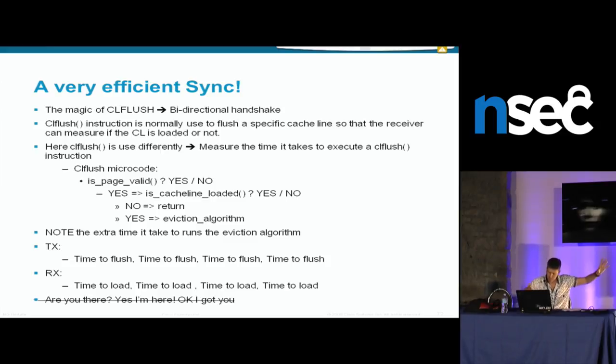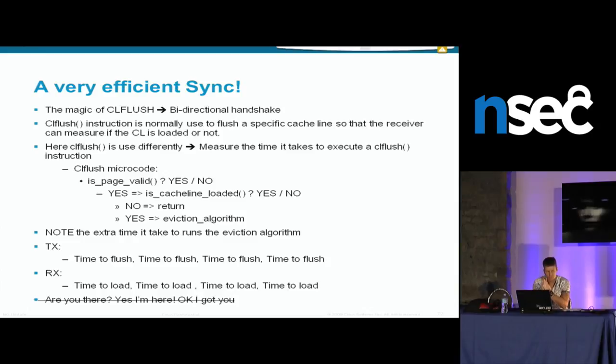So our server that is sending that sync pattern, we don't want it to suck CPU, right? We want our sync pattern to be pretty efficient. Ideally, 0.1% would be the best thing. But how the client will detect that sync pattern in all that noise is a challenge. So this is where I bring the magic of CL flush. I'm implementing a bidirectional handshake with this one.